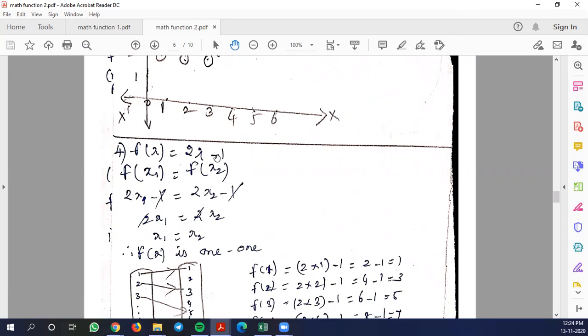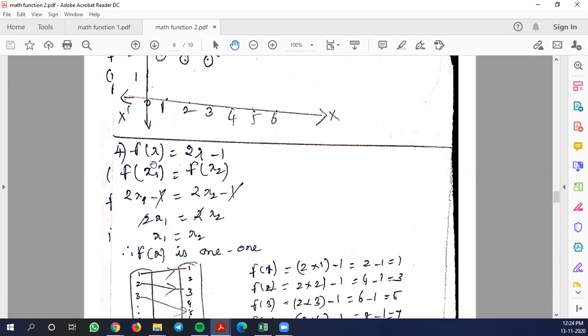So if we want to show the function is one-one, it is enough to show that x1 is equal to x2. For that, first you have to write f of x1 equal to f of x2. Like that we are taking. What is f of x? It is 2x minus 1.